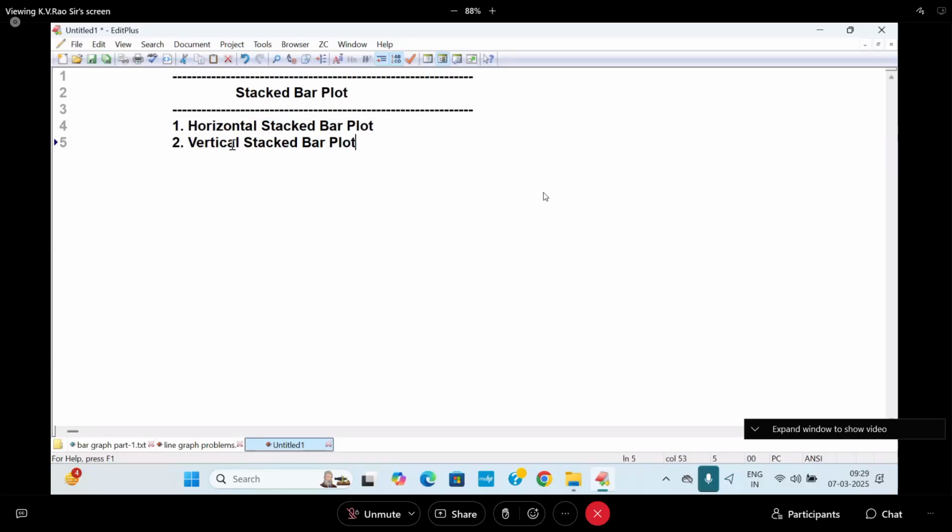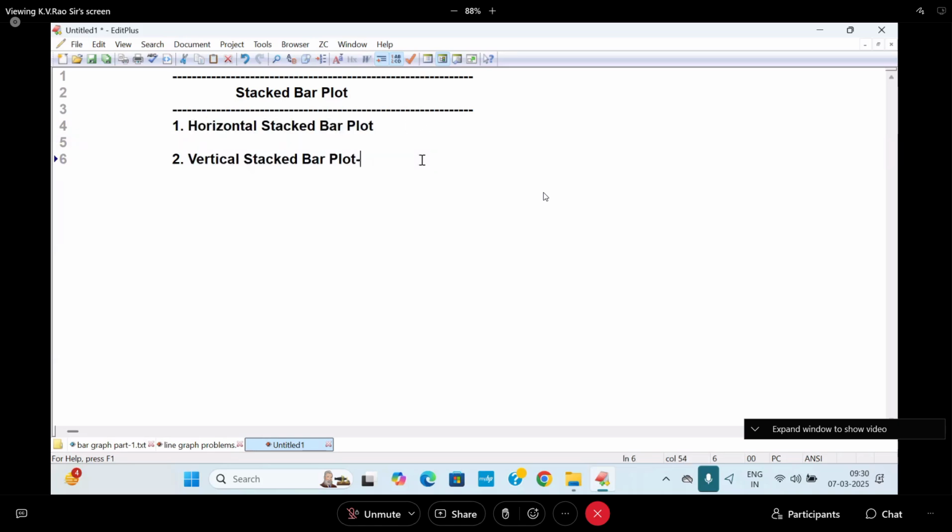Horizontal and then vertical stacked bar plot. So what will be the horizontal stacked bar plot? There we are going to write it. What is the syntax? Syntax means same bar only we will use it.